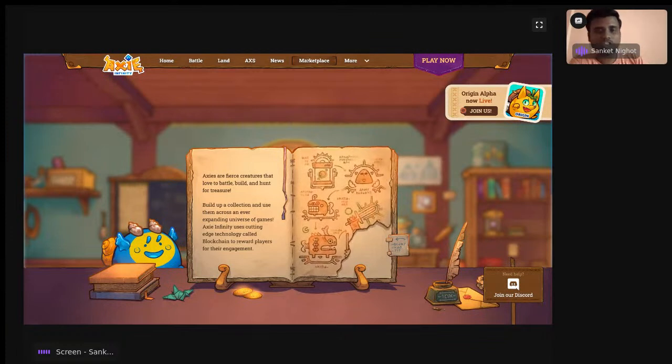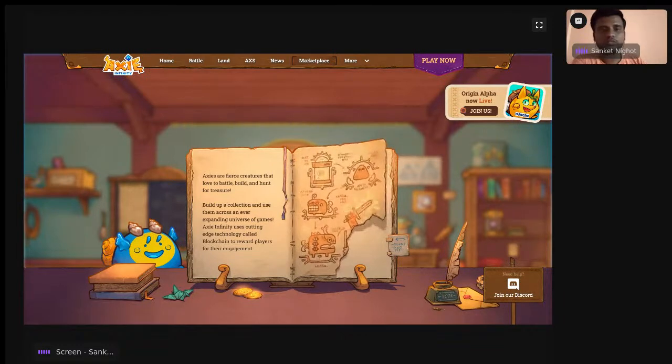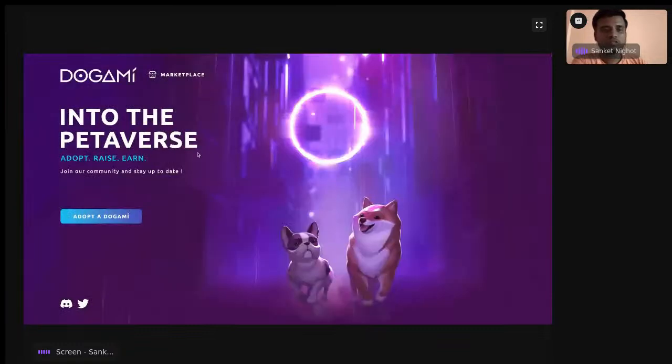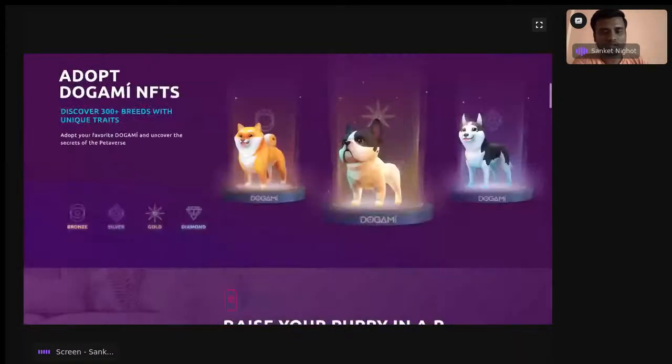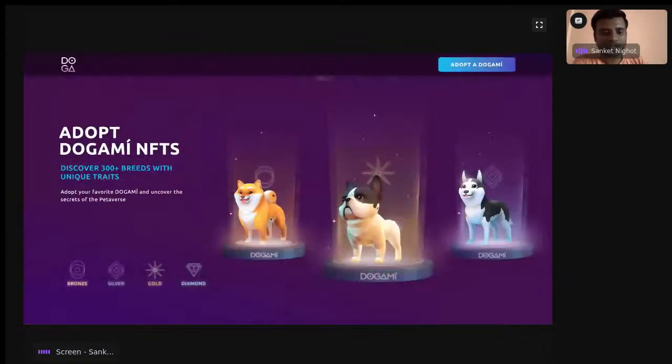Then the next project we are going to see is Pet Hours: adopt, raise and earn. You have to adopt the pet, and these are the NFTs. These are examples of the NFTs they have. There are different types of NFTs like bronze, silver, gold, diamond. These types are for differentiating the prices itself.